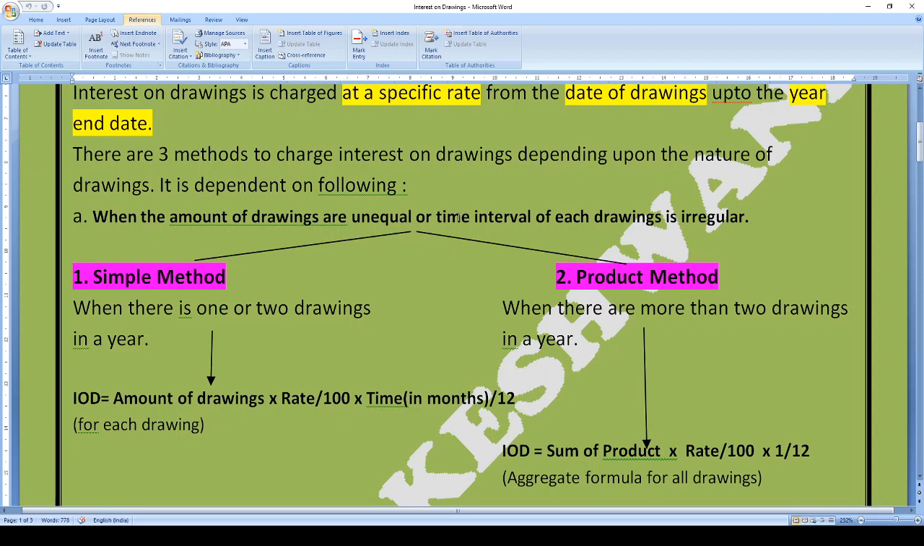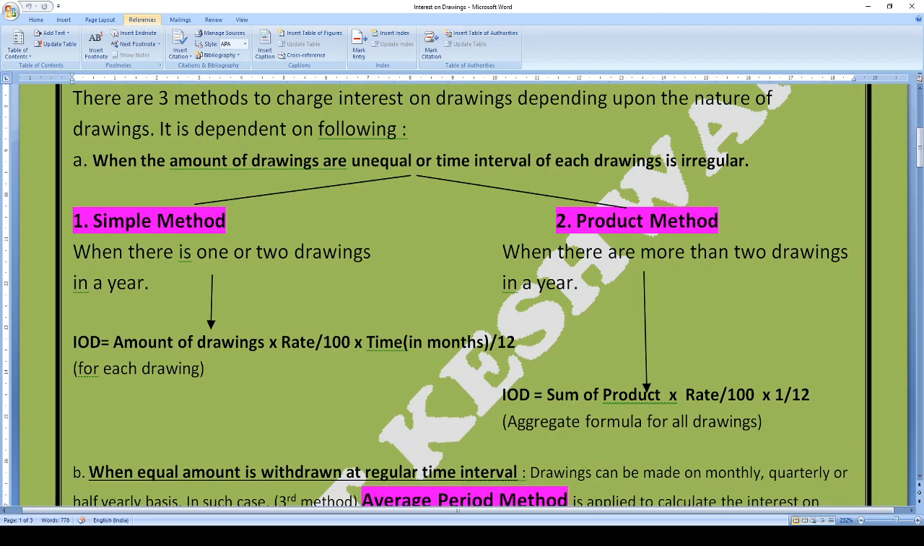So first, when the amounts of drawings are unequal or the time interval of each drawing is irregular. Amounts of drawing are unequal, meaning whenever you withdraw an amount as drawings from the firm, that amount is unequal, or you have made these drawings at unequal or irregular time intervals. Under this case, there are two methods that could be applied. Number one is the simple method, and number two is the product method.